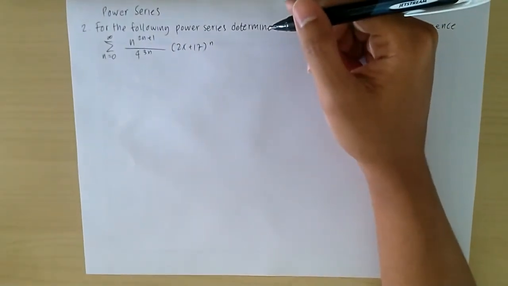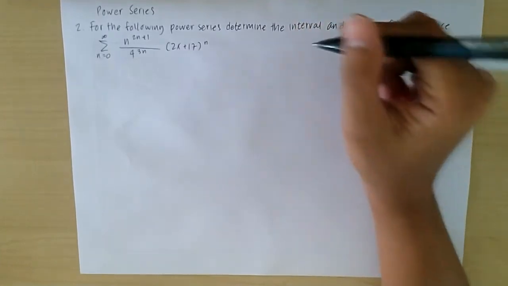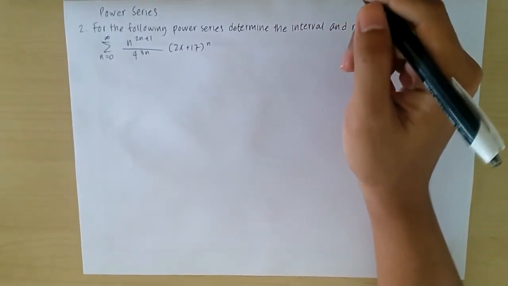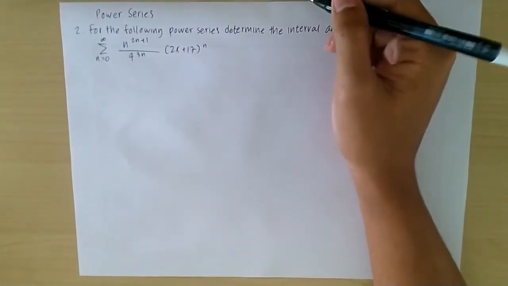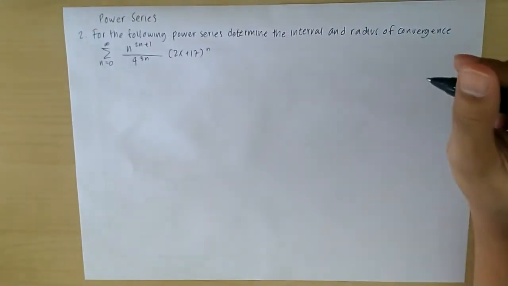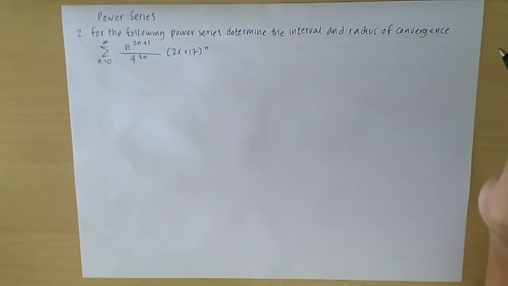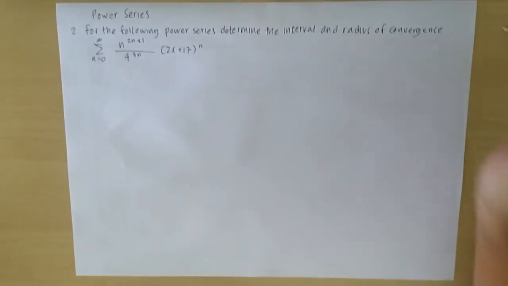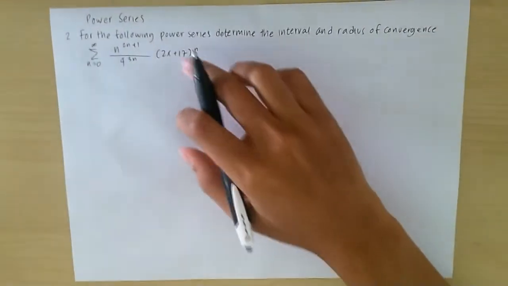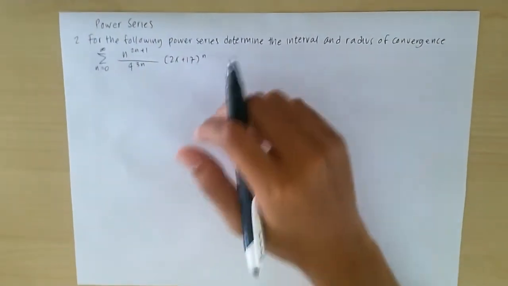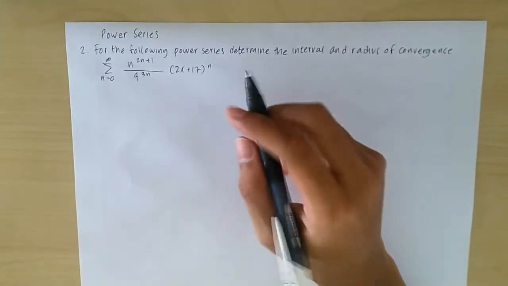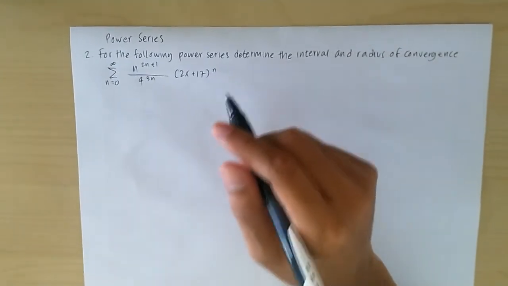Okay, so now I'm going to explain to you about the example problem of a power series. The problem here is to determine the interval and radius of convergence of the following series, which is this one. First, we are going to start with the root test.